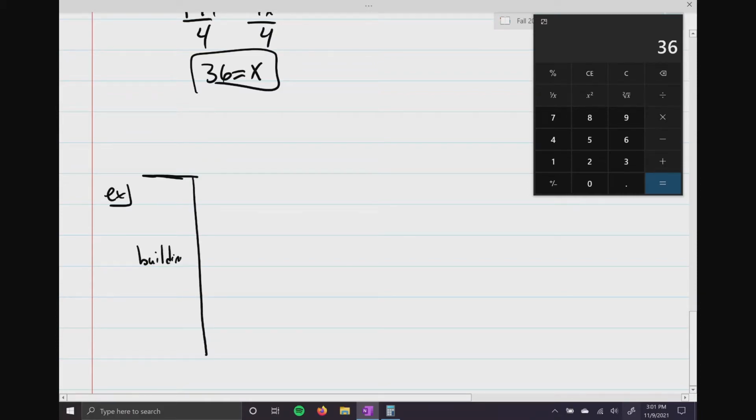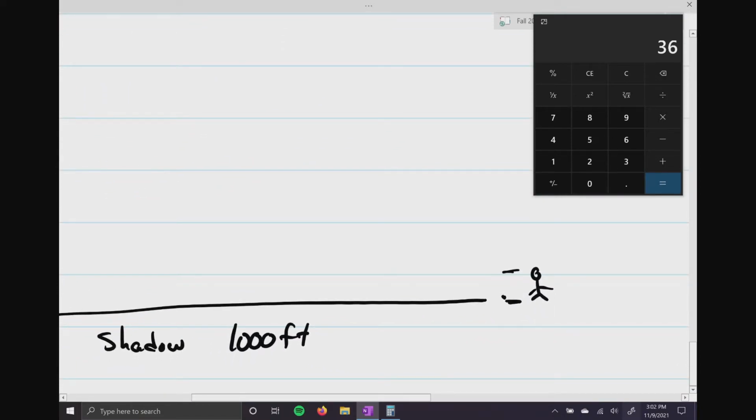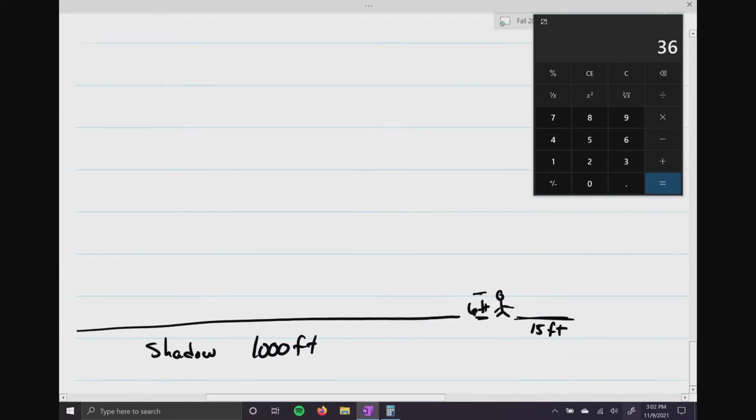All right, so here's a building, and the building is casting a shadow. Okay, so this is the building shadow, 1,000 feet long. Okay, so just draw like a little building here. There we go. Now, you have a person that's standing all the way over here to the right-hand side, and this person, we know, is 6 foot. Like, you can measure that person. I'll zoom in. All right, 6 feet. And this person's shadow is 15 feet long.